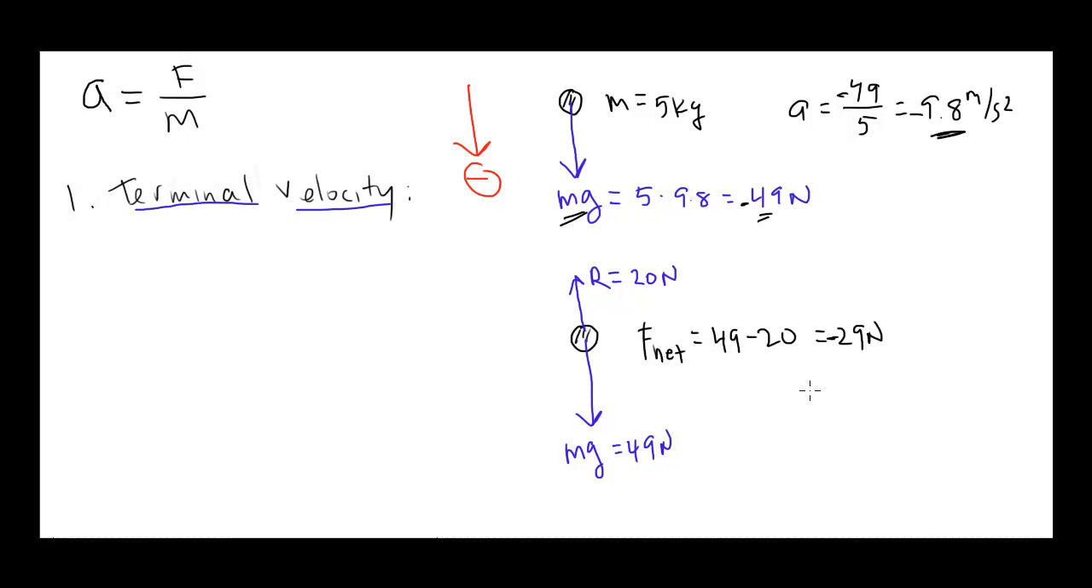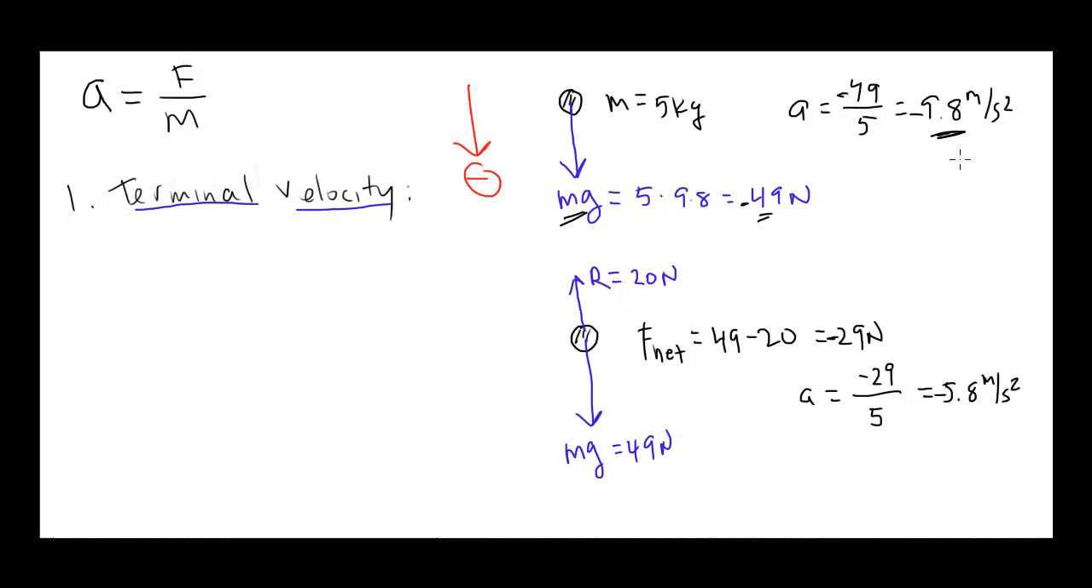All right, well, what's the acceleration now? The acceleration is negative 29. That's my net force over my mass, which is 5. And that's going to give me, what is that going to be, about 5.8 meters per second squared? Negative 5.8 meters per second squared.